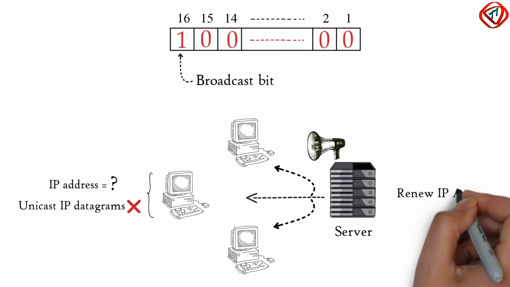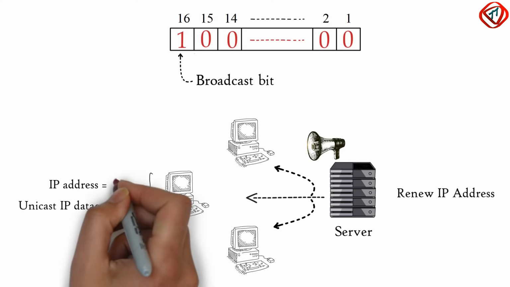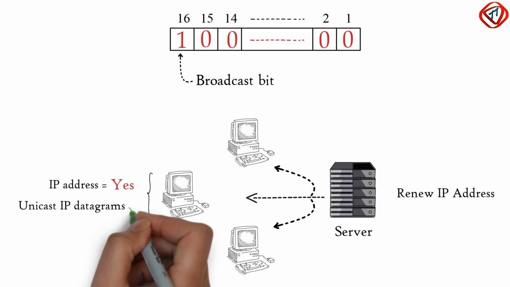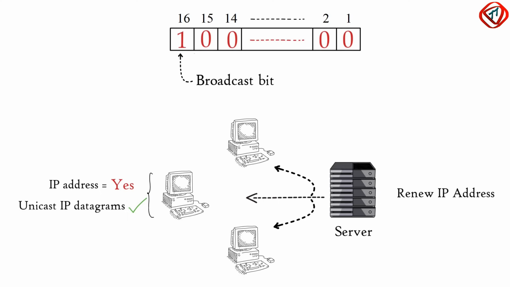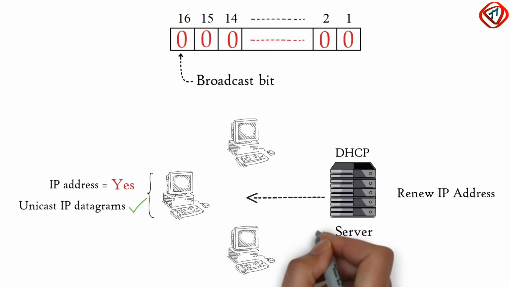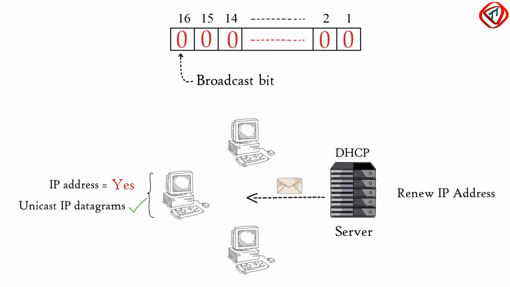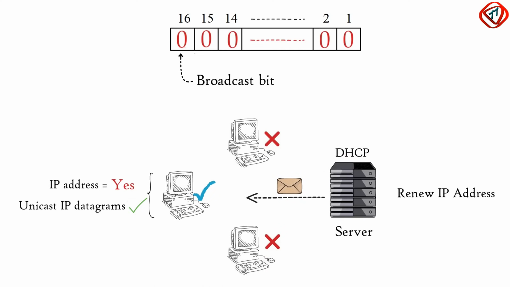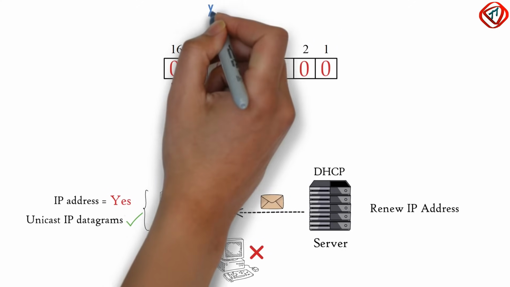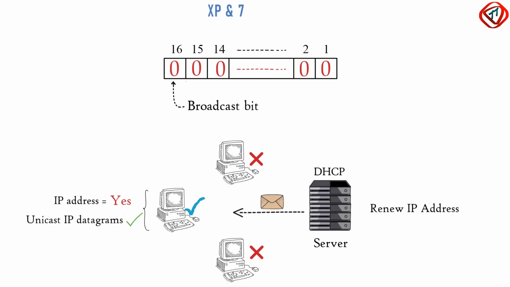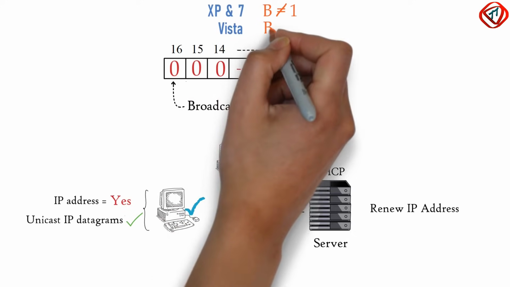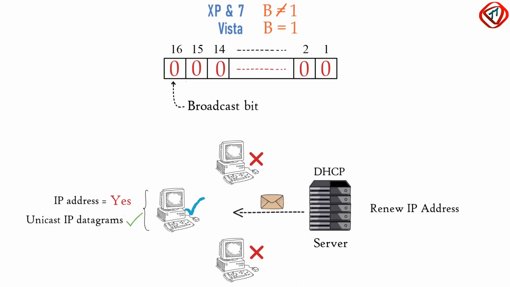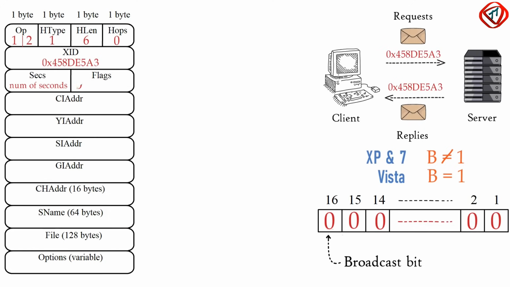It tells the DHCP server to broadcast its reply. In case of renewing the IP address, the DHCP client knows its IP address and can accept unicast IP datagrams. So it sets it to 0, that is, the DHCP server replies with a unicast message. Unicast means that the message is received by the concerned device only. Others do not receive it. Please note, Windows XP and Windows 7 DHCP clients do not set the broadcast flag to 1, but Windows Vista clients do. So the broadcast flag can be either 0 or 1.